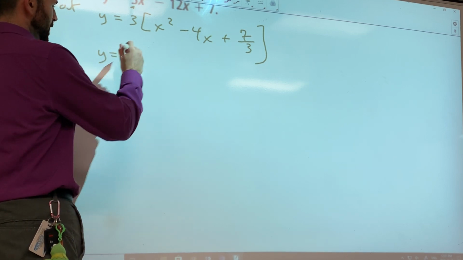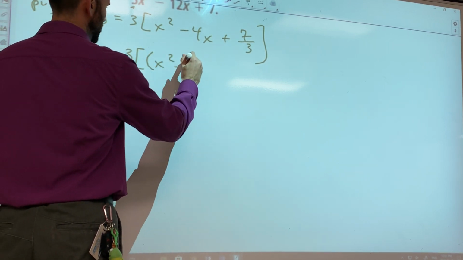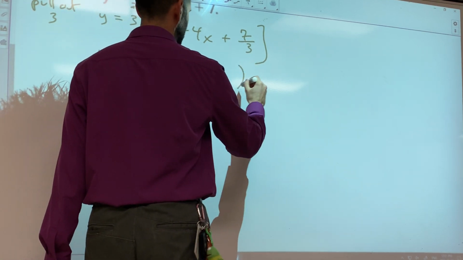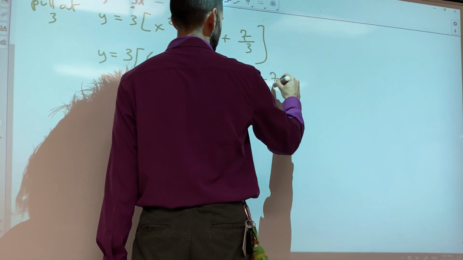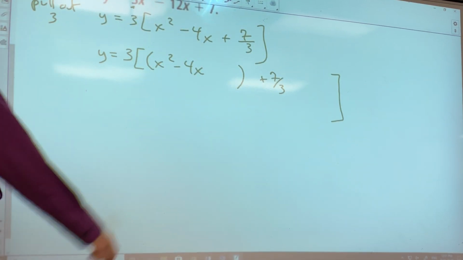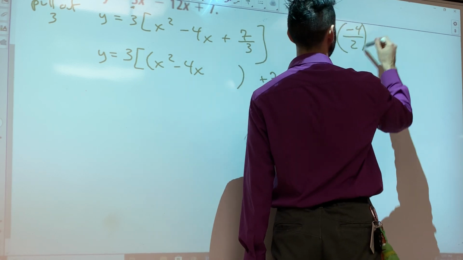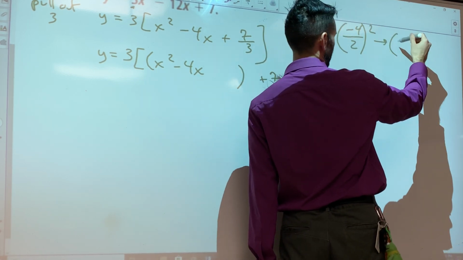Now I can complete the square, right? I'm going to do it like this. I like to go x squared minus 4x. I leave myself some room. I write the 7 over 3. I'll leave myself some more room. Close the big square bracket. Okay, grab your b term. Divide it by 2. Put brackets around it. Square it. And then write what you get here.